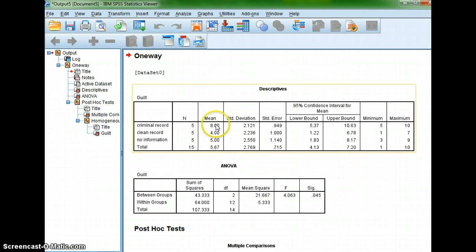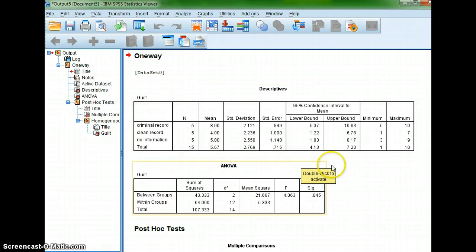The first one again is the descriptive statistics, and as you can see there, the mean of each of the groups differs. The criminal record has a mean of 8 for a score. Remember, 10 was that they thought she was completely guilty. The clean record people had a mean score of 4, and then those that had no information about guilt or innocence had a mean of 5.